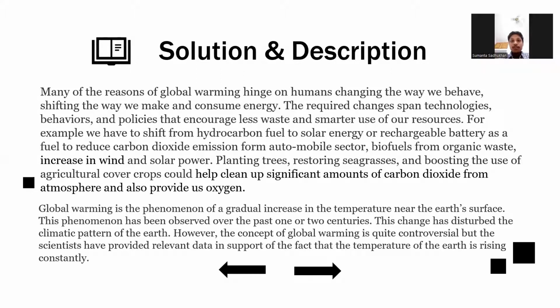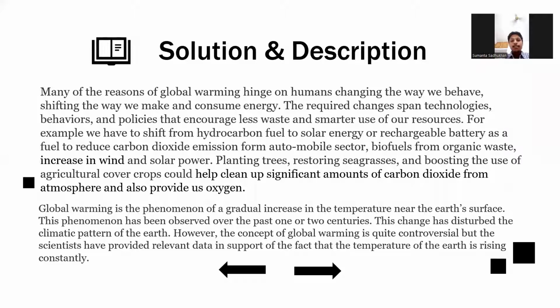For example, we have to shift from hydrocarbon fuel to solar energy or rechargeable batteries as a fuel to reduce carbon dioxide emissions from the automobile sector, and use biofuels from organic waste. An increase in wind and solar power, planting trees, restoring sea grasses and boosting the use of agriculture cover crops could help clean up a significant amount of carbon dioxide from the atmosphere and also provide us oxygen.